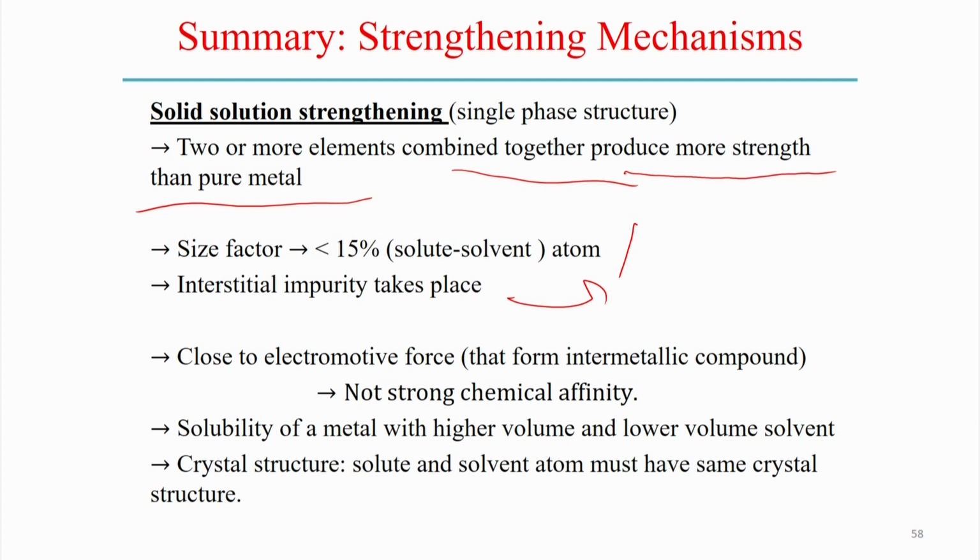Also, electronegativity: if close, it does not form an intermetallic compound, that is, it does not produce strong chemical affinity. The solubility of a metal in a solvent, higher or lower, also imparts the strengthening effect. And also the crystal structure: solute and solvent atoms must have a similar kind of crystal structure. That also has an effect on the hardening by the solid solution strengthening mechanism.